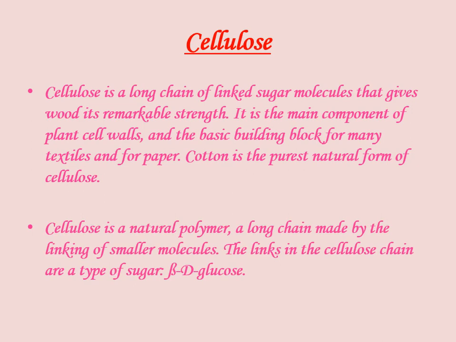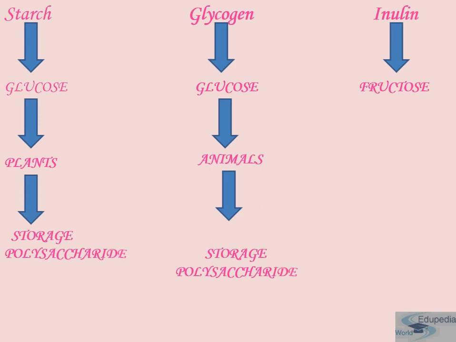Cellulose is a natural polymer. The links in the cellulose chain are a type of sugar, beta-D-glucose. So starch, whose monomer unit is glucose, is a storage polysaccharide in plants. Whereas glycogen, which is a storage reserve of animals, has glucose as its monomer unit, and you can say that it is a storage polysaccharide. Inulin has fructose as its monomer unit.